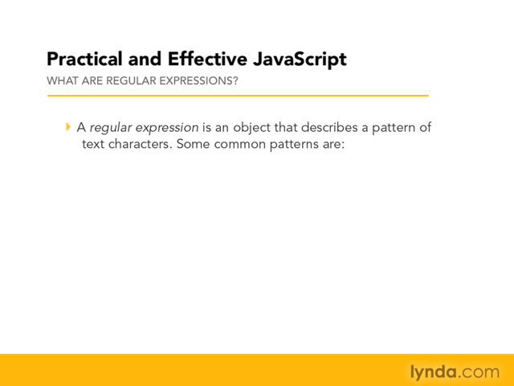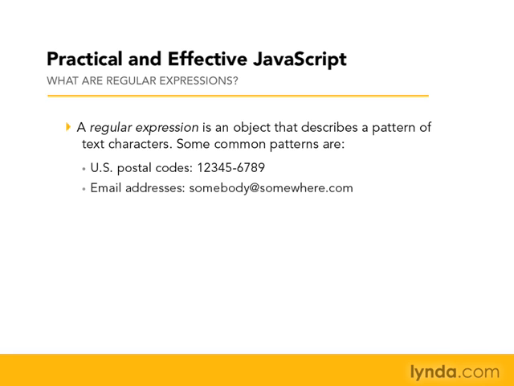Essentially, a regular expression is an object that describes a pattern of text characters. And you can see some common patterns here. For example, there are U.S. postal codes, which are 5 digits, followed by an optional dash and 4 more digits, which is supposed to help the post office get mail to my place faster, which I'm not sure ever actually works. There are email addresses of the form: a bunch of characters, followed by an @ sign, followed by some more characters, followed by dot something.